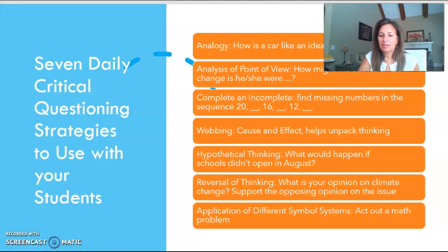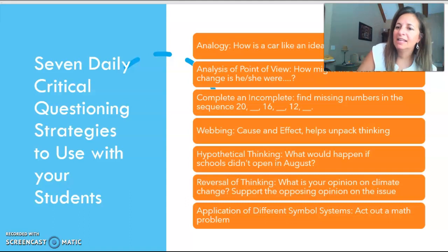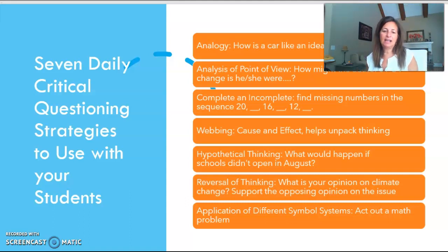Here you have to be careful with bias too. Complete and incomplete, finding missing numbers in a sequence, just putting up some kind of pattern at the board and having them find what's missing. Learners need to have a solid foundation of both experiential and factual information to do that.